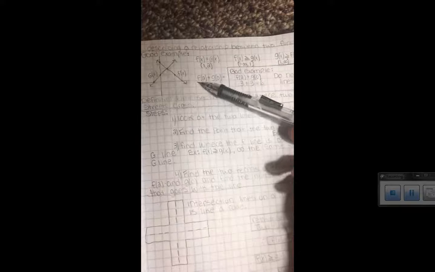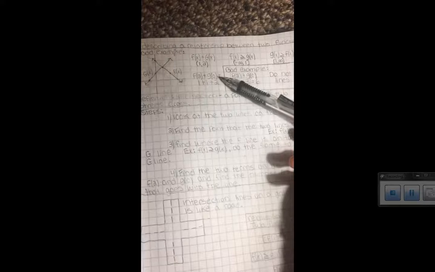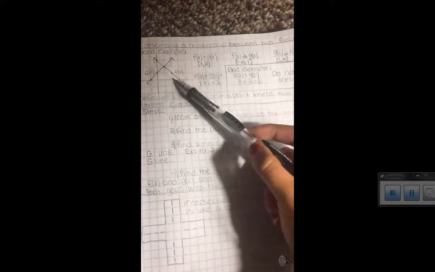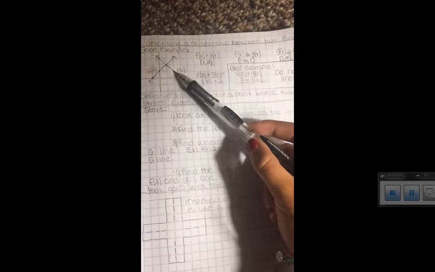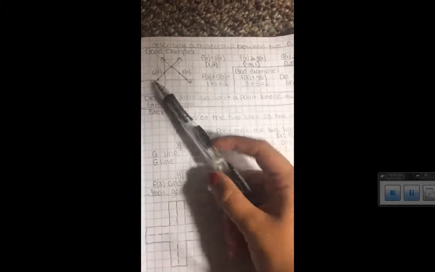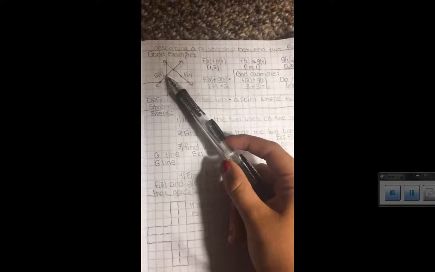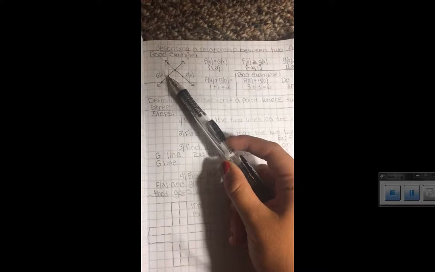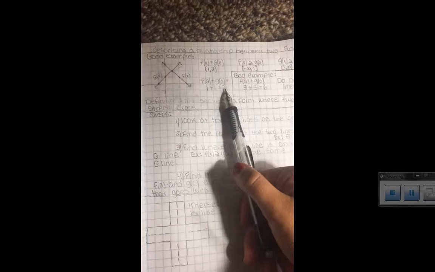So if you are trying to find something like f of 2 plus g of 0, first you go to 2 and go up where the f line is, and that would be 1. Then you go to 0 and find the g line, and that point was 1. So that would equal 2.